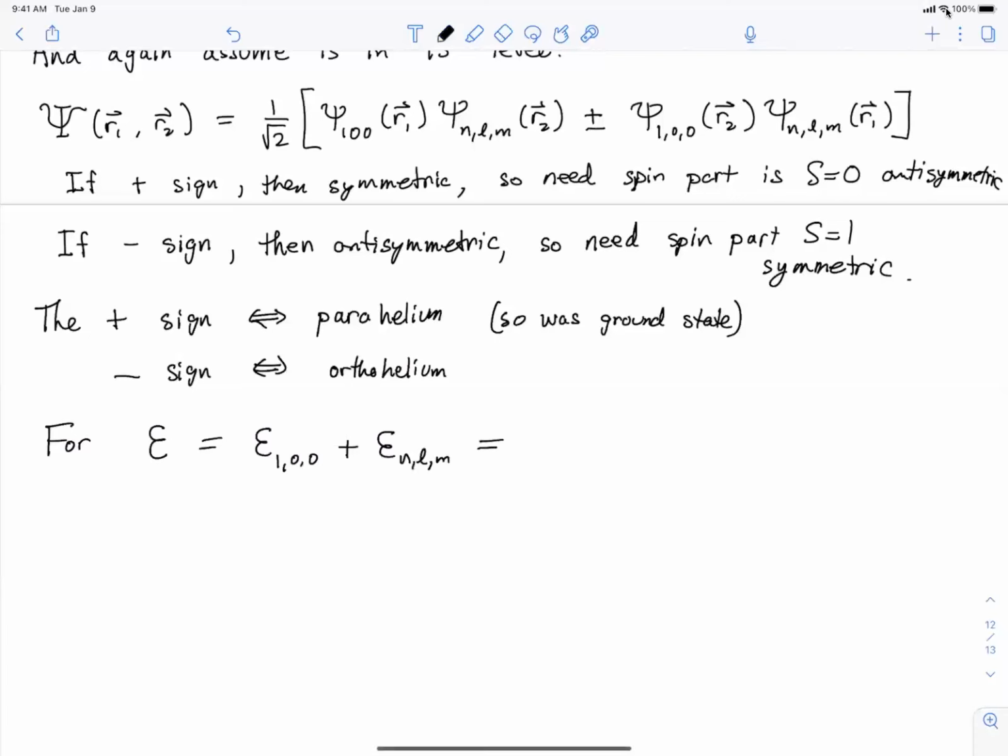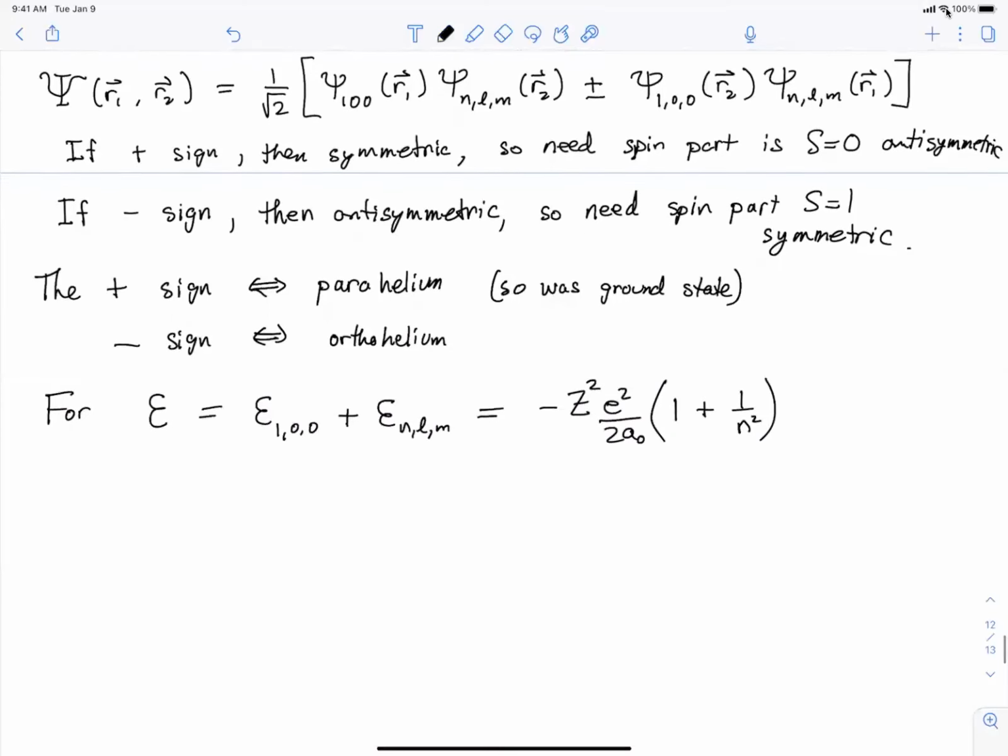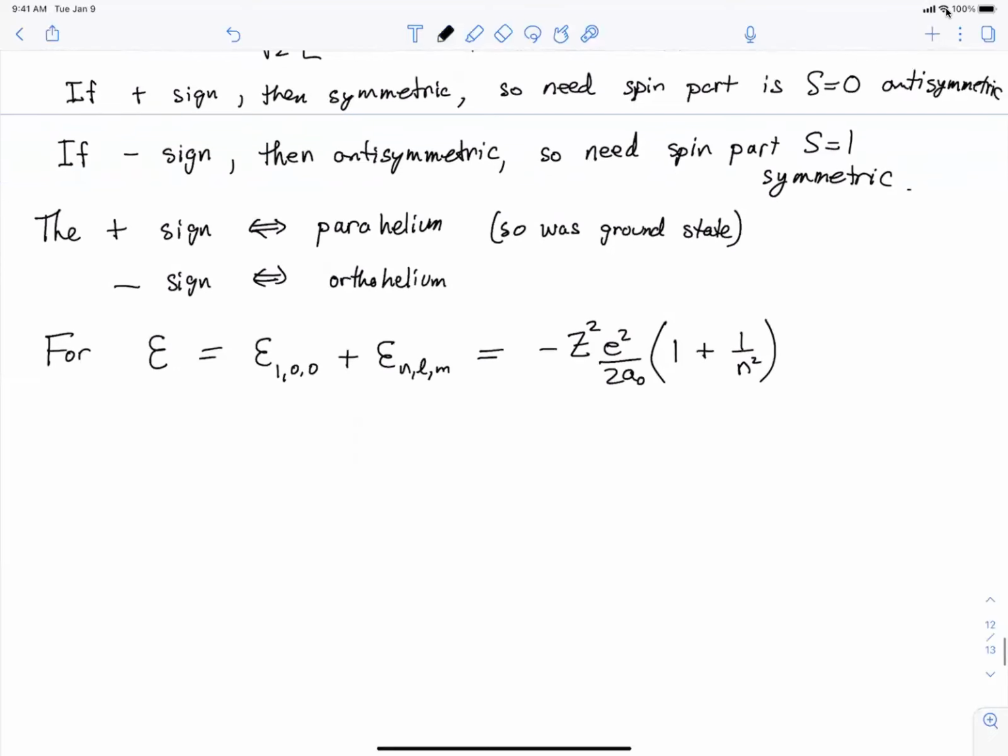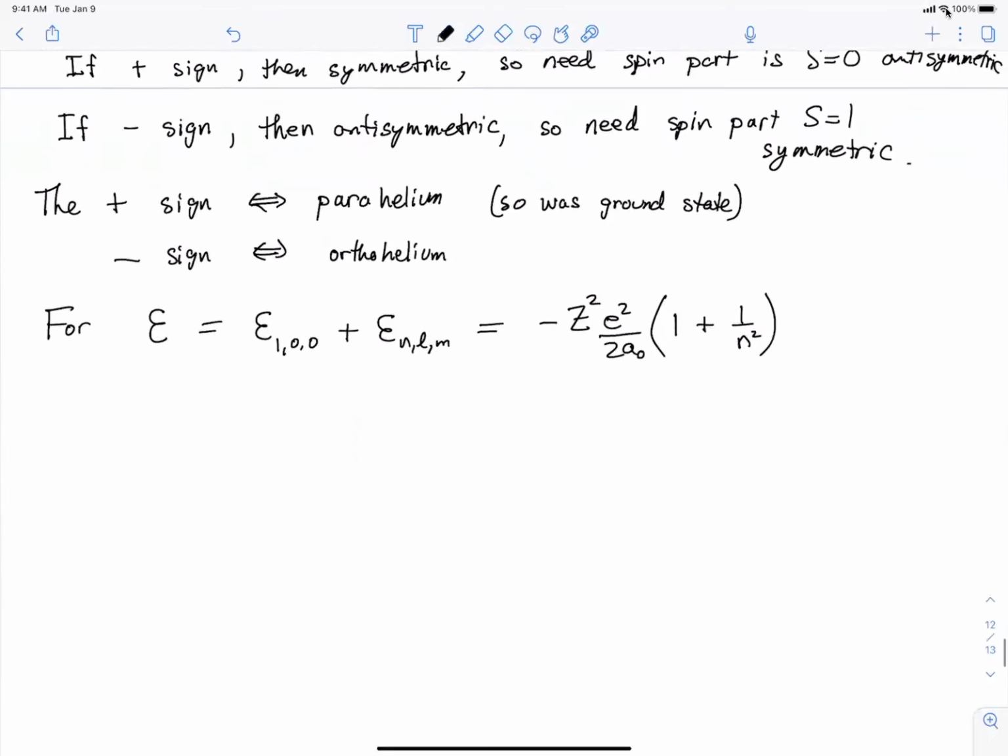Okay, and so we can write that down as minus Z squared, which is secretly 4. Okay, and then there's a 1 for the 100, and there's a 1 over n squared for the NLM. And of course, we're ignoring the fine and hyperfine for now, which we will come back to in a little bit. Okay, so that's our unperturbed energy.